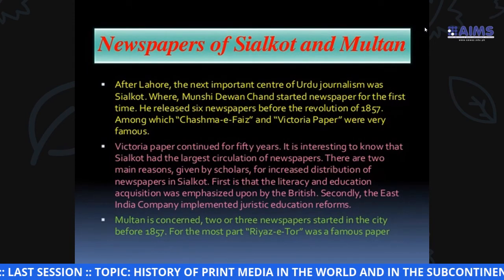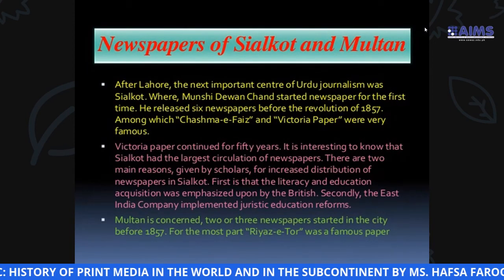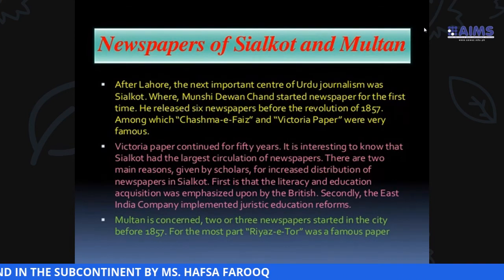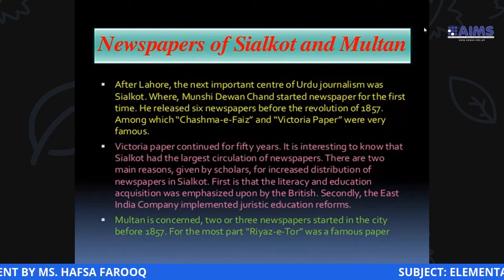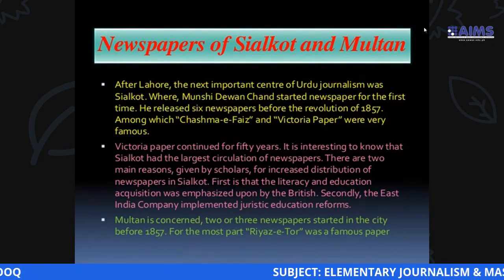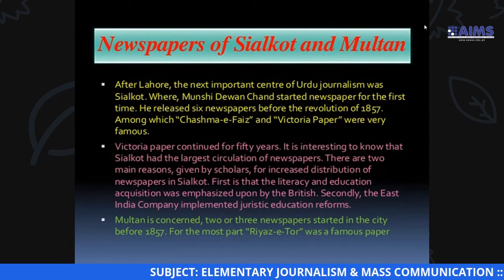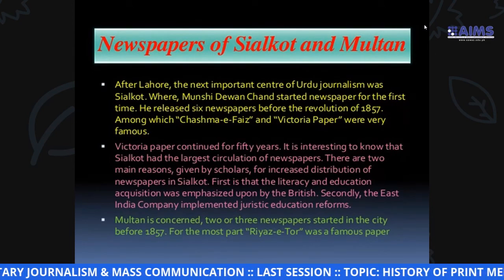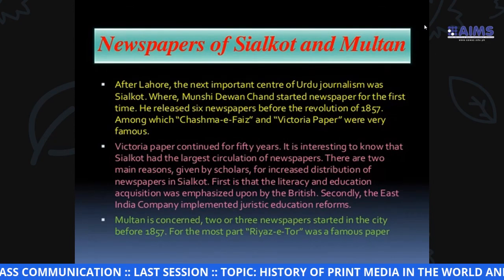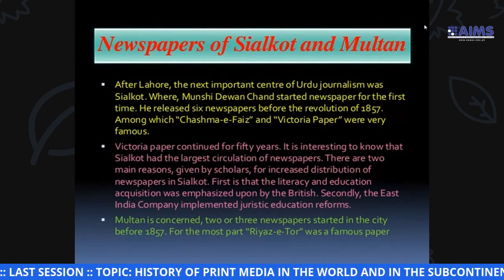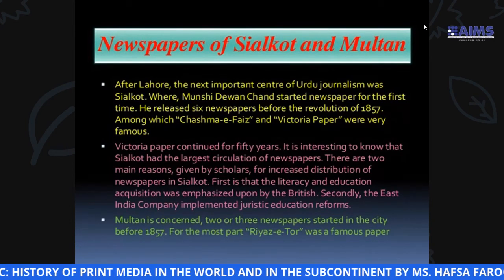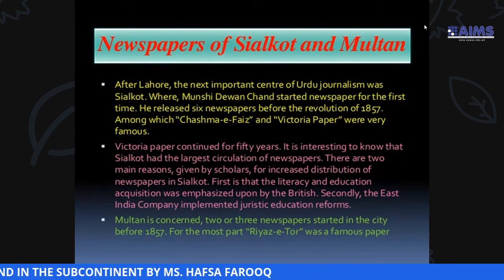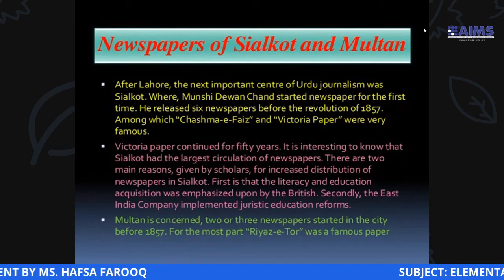Newspapers of Sialkot and Multan. After Lahore, the next important center of Urdu journalism was Sialkot, where Munshi Dewan Chand started a newspaper for the first time. He released 6 newspapers before the revolution of 1857, among which Chashma-e-Faiz and Victoria paper were very famous. Victoria paper continued for 50 years. It is interesting to know that Sialkot had the largest circulation of newspapers.